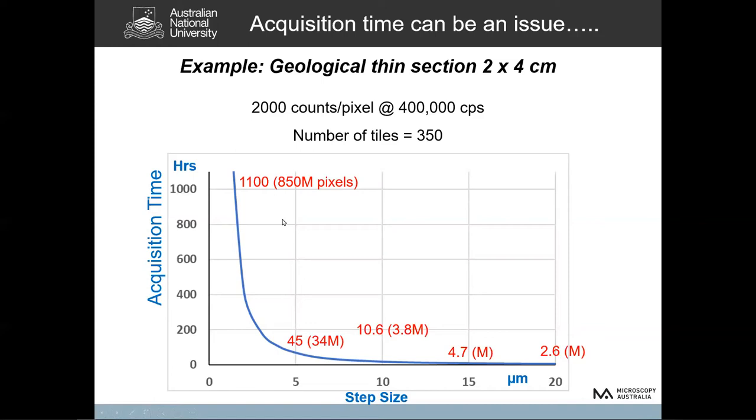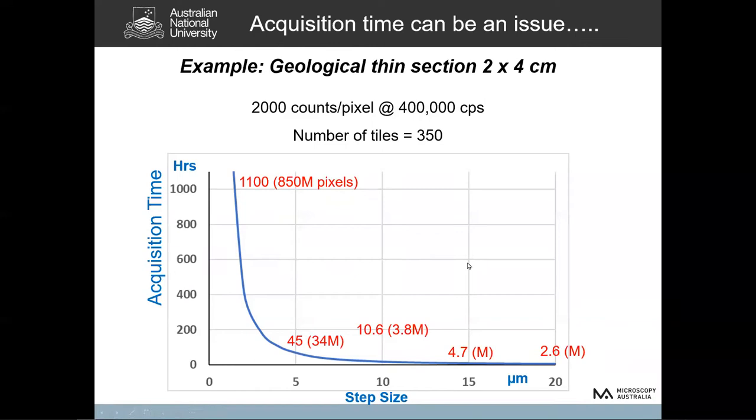If you drop it to 5 microns, the number of pixels drops to 34 million, and you're starting to get into something that is probably achievable, but it still takes close to 2 days. 10 microns, 10 hours; 15 microns, four and a half hours; and 20 microns, you can do it within 2 or 3 hours.